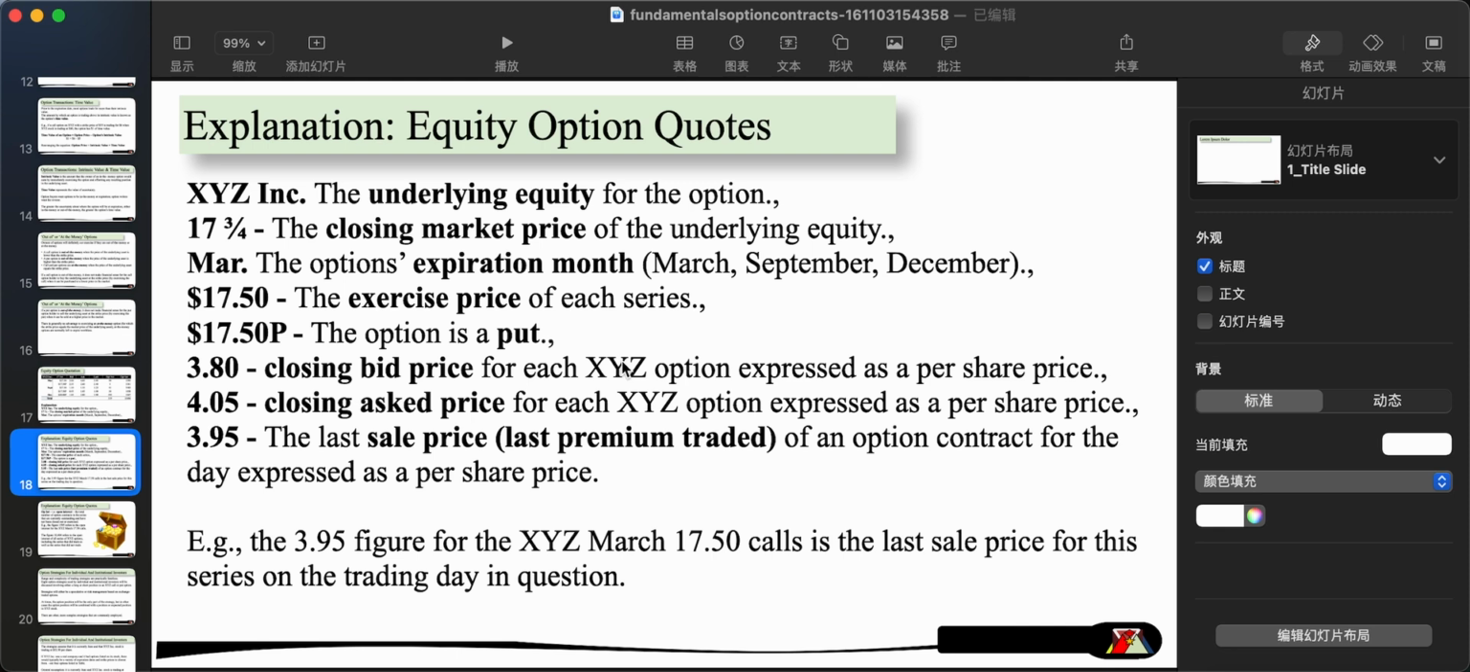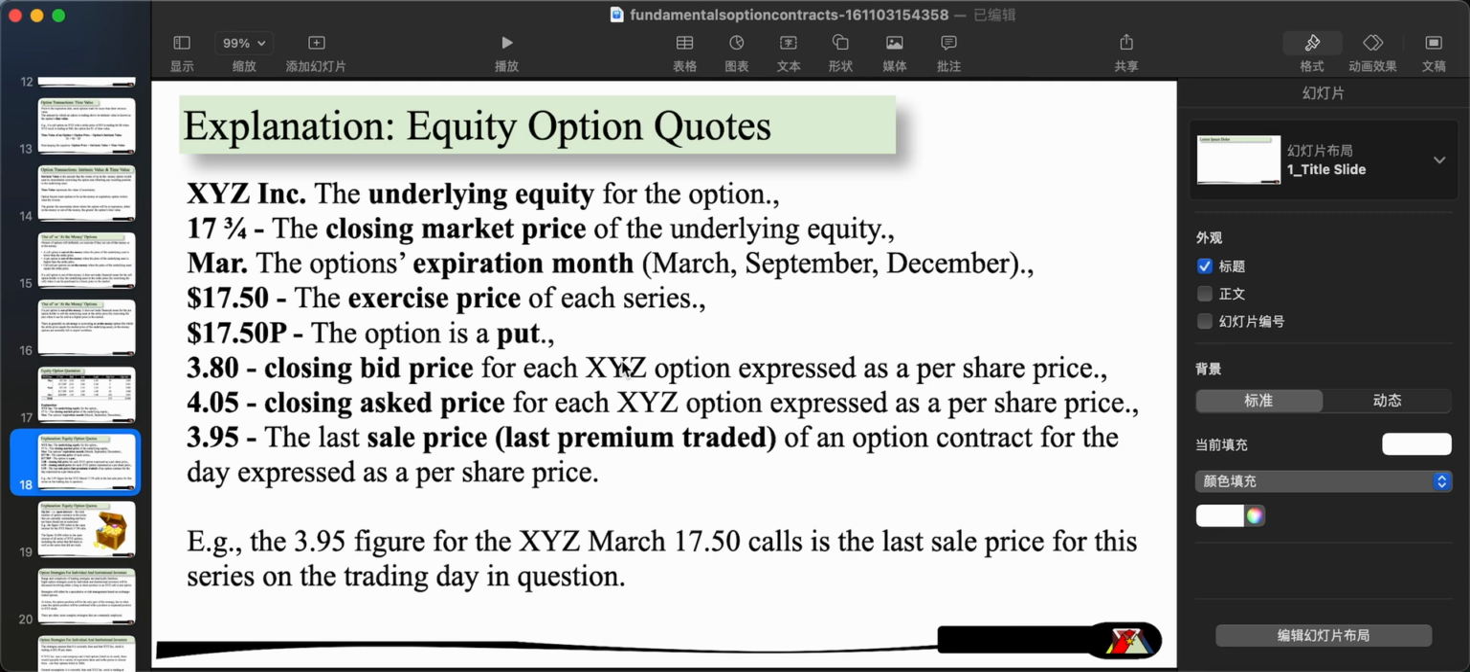So here you see 17.5. This is the exercise price for each series. For 17.50p, that P means the option is a put contract. Then 3.80 is the closing bid price for each XYZ option, expressed as a per share price. And 4.05 is the closing ask price for each XYZ option, expressed as a per share price.